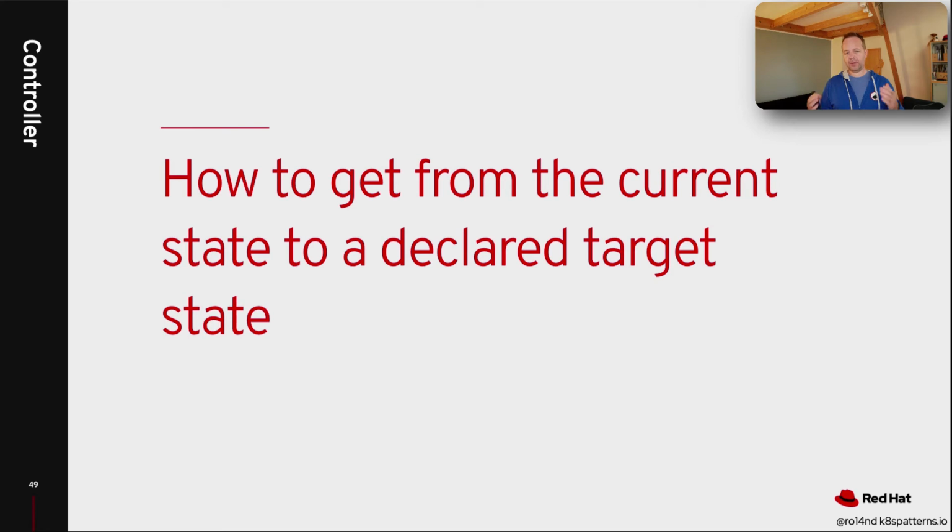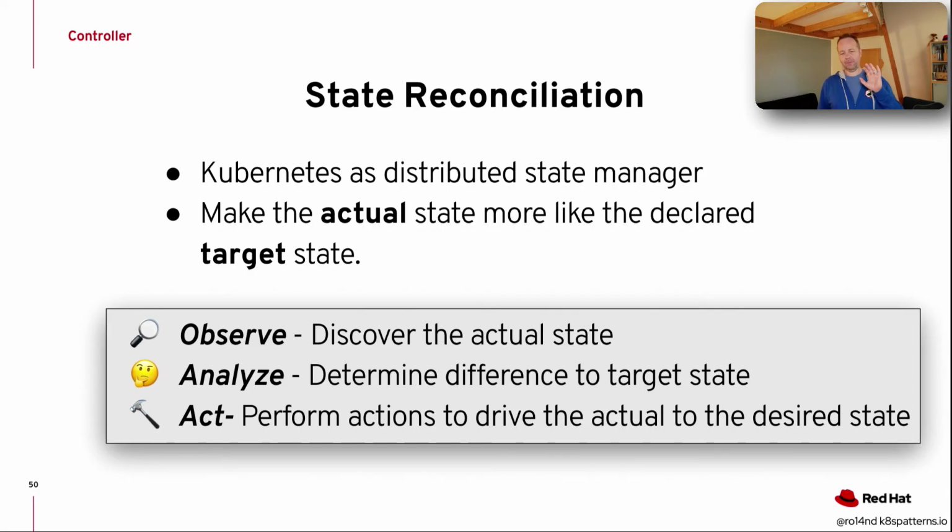The controller pattern is all about how you get from the current state to the target state. I already mentioned that Kubernetes is all about state reconciliation, which means that you declare your state, what you want, and it's up to Kubernetes to perform certain actions to get to this state. This works by periodically observing the actual state, analyzing it, and making a diff against the target state that you have declared in the cluster. If there's any difference, it acts in such a way that it tries to decrease the gap between the actual and the target state, and ideally this gap gets to zero so that there's no difference anymore. So this is how Kubernetes works itself.